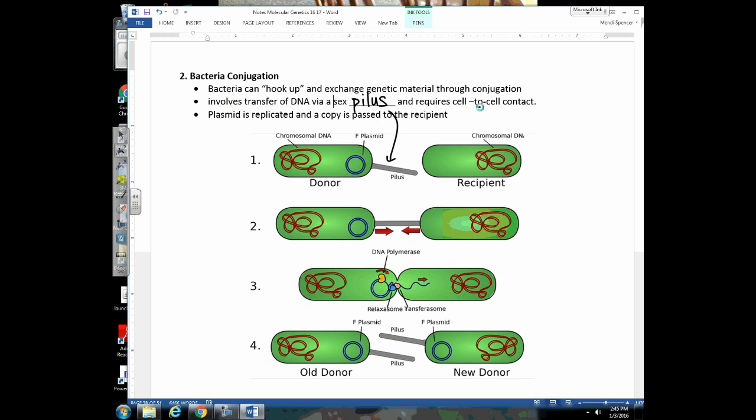So you can see the bacteria have to have cell-to-cell contact. We can see that the DNA is being replicated. Remember, DNA polymerase is the enzyme that is making a polymer of DNA. So in this situation, the plasmid is being copied, so there are two plasmids, and it's being transferred to this cell, the recipient. In a way, this is kind of like sex in bacteria cells. But it's not leading to new offspring, it's just leading to the ability to horizontally pass genes.